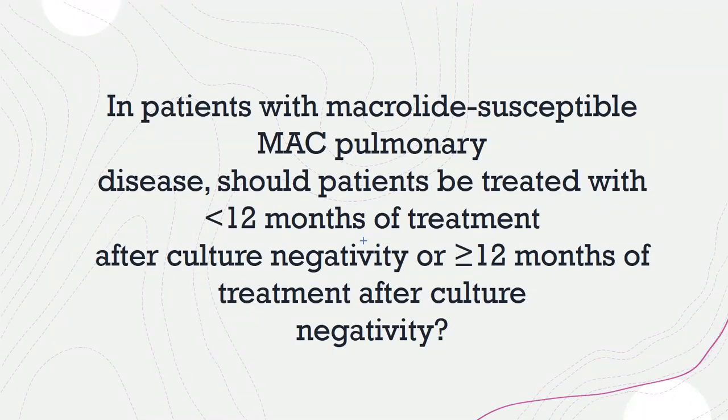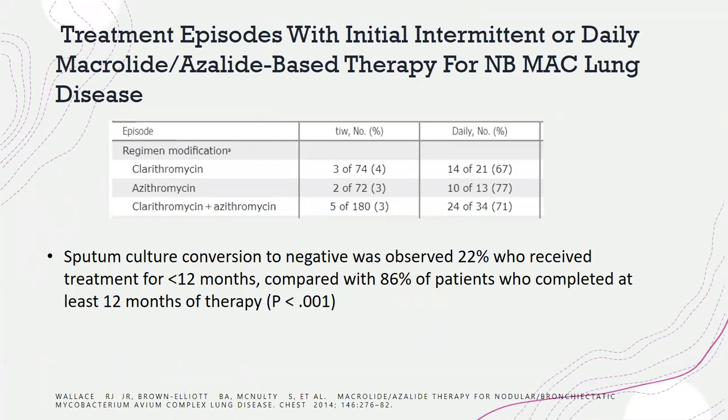The second question is basically, how long do you want to treat this patient? Would you want to give them less than 12 months of treatment or more than 12 months of treatment after culture negativity? This is a single center retrospective study that didn't randomize, but there were patients who were unable to get 12 months of therapy because of medication intolerance, and so they were only treated for less than 12 months. And then there were 180 patients who were treated for more than 12 months.